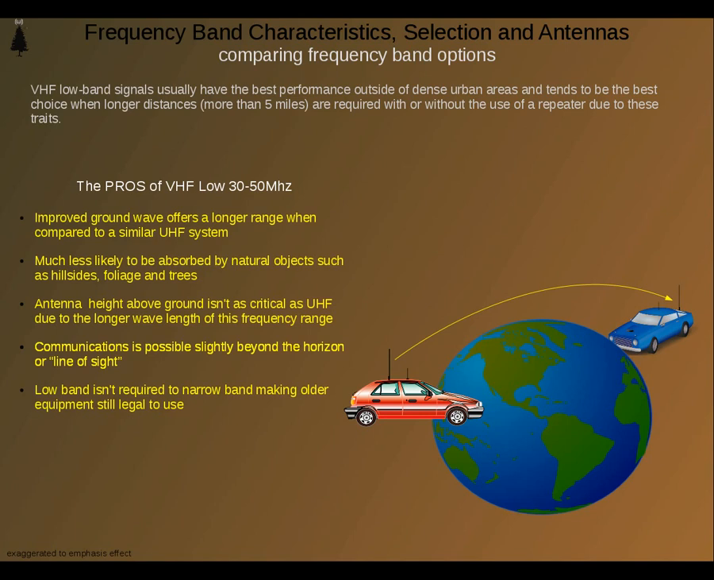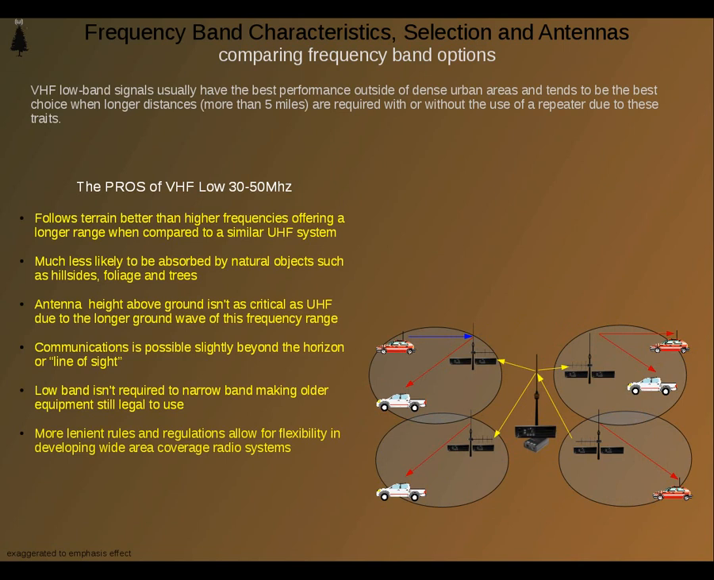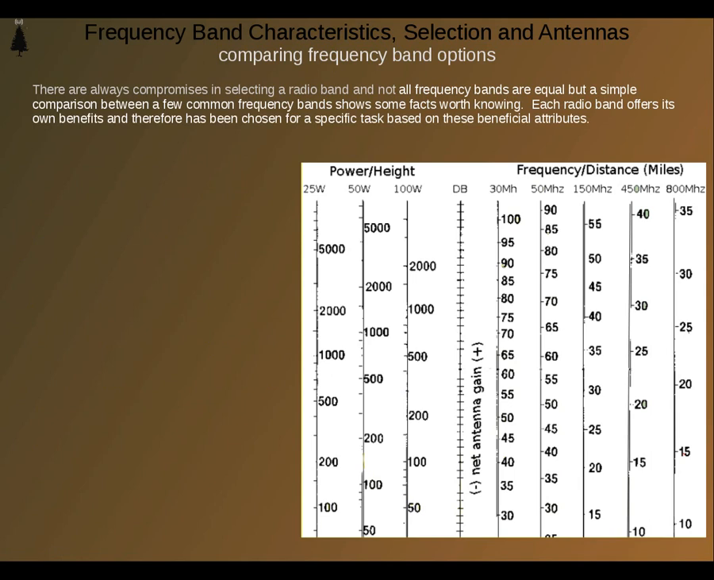Low band isn't required to narrow band, making older equipment still legal to use. More lenient rules and regulations allow for flexibility in developing wide area coverage radio systems. Lower frequency systems are less expensive than UHF systems due to less signal loss from feed line and antennas. There are always compromises in selecting a radio band, and not all frequency bands are equal, but a simple comparison between a few common frequency bands shows some facts worth knowing. Each band offers its own benefits and therefore has been chosen for a specific task based on these beneficial attributes.